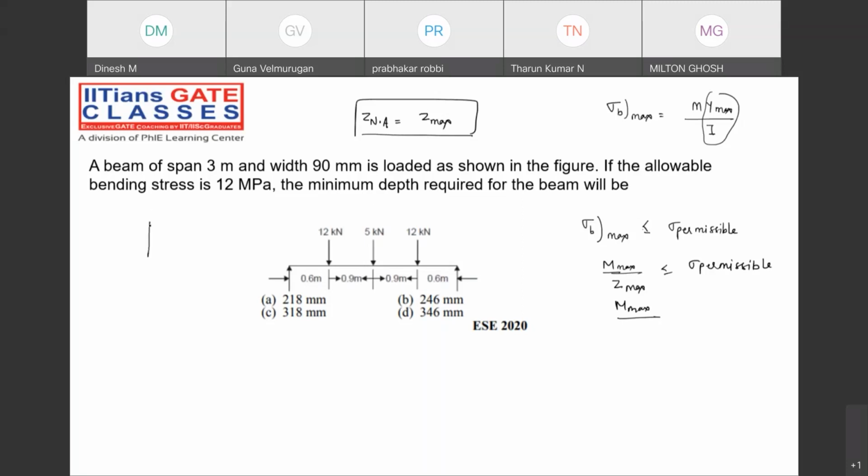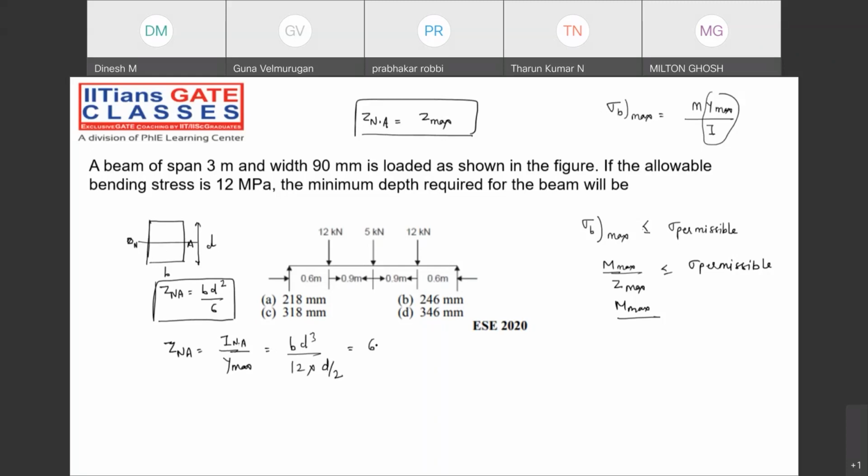Suppose it's a rectangular cross section having width B and depth D. Suppose this is the neutral axis, and the section modulus about the neutral axis will be B D square by 6. How did we get B D square by 6? Z about the neutral axis is I about the neutral axis by Y maximum. I about the neutral axis is B D cube by 12, and Y maximum is D by 2. So we get B D square by 6.